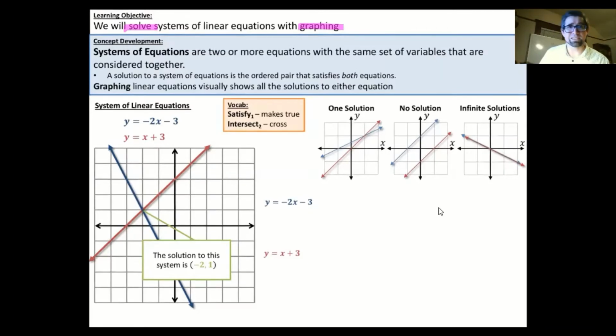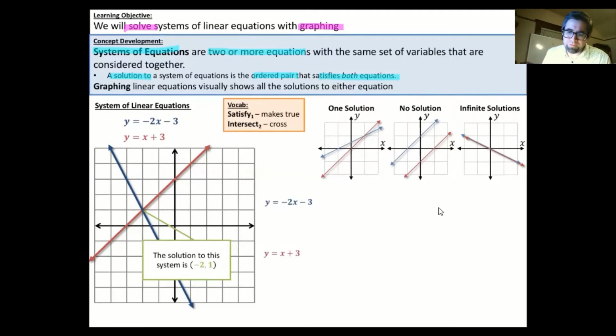What is a system of linear equations? Well, a system of linear equations is whenever we have two or more equations. Now, these equations need to have the same variables, and we have to think about them together as a unit. So these two equations go together, and we kind of keep them together. Now, when we have a system of equations, we're usually looking for the solution to that system of equations. Here you see it says a solution to a system of linear equations is the ordered pair that satisfies both equations. What that means is there's one point that might satisfy, or make, both equations be true.